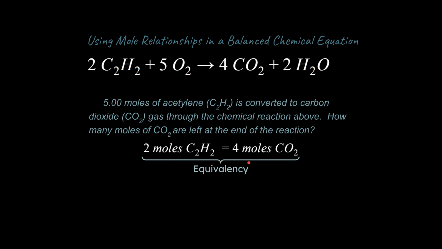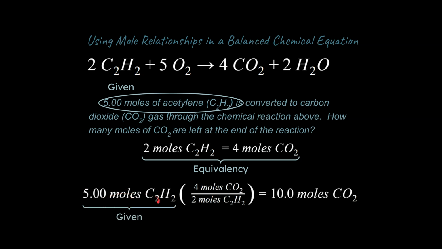How did I get the 2 and the 4? We have these coefficients out in front that tell us that. So it's like saying 2 parts of this thing is equal to 4 parts of this thing over here. Well, if you just substitute moles instead of parts, it still holds true, and so that's what we're going to do. So we're going to start the problem by writing the given out, and then multiply it by an equivalency, and you end up with an answer in terms of moles. And it really is that easy.